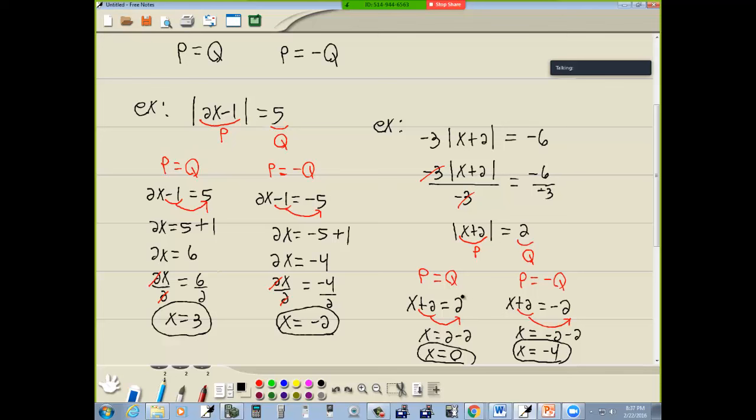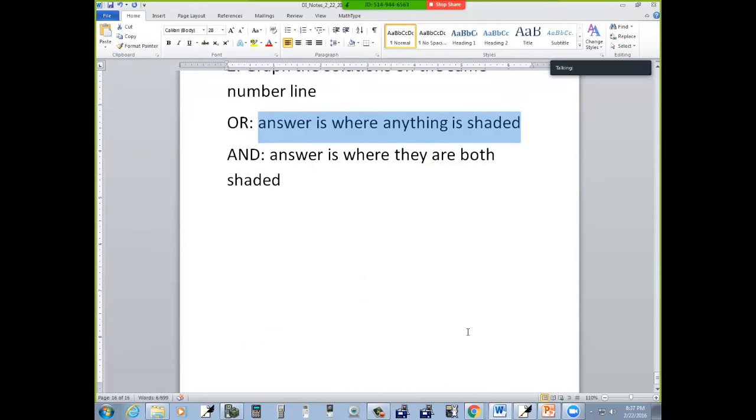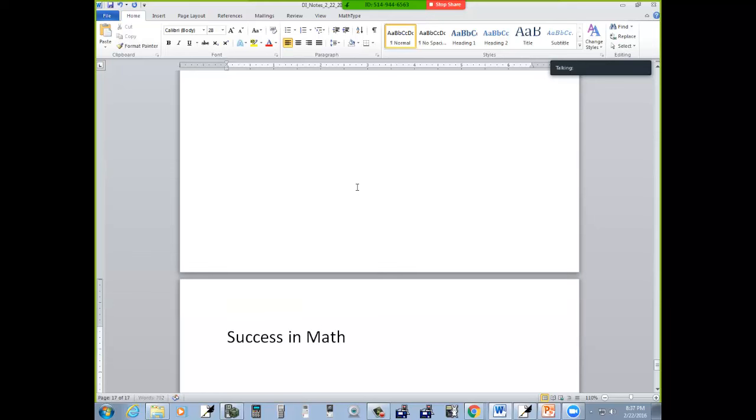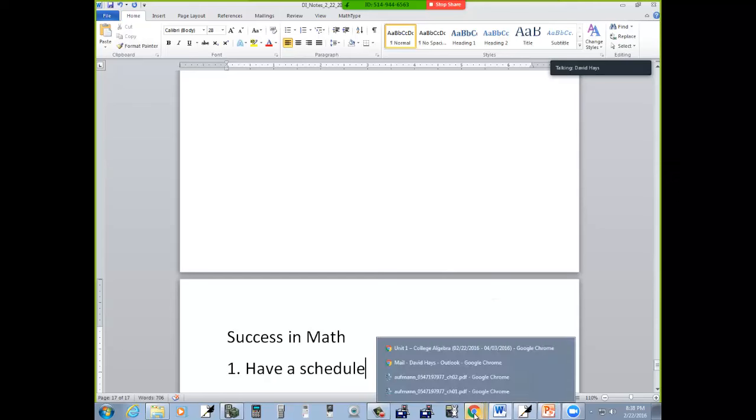Now I want to talk briefly about how to be successful in mathematics. Whether you're in the classroom or whether you're online, this still holds true. Part of it is to have a schedule. That's an important piece.